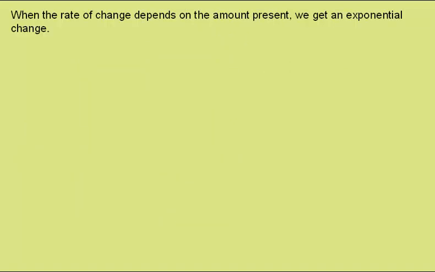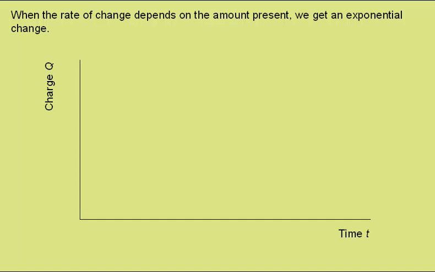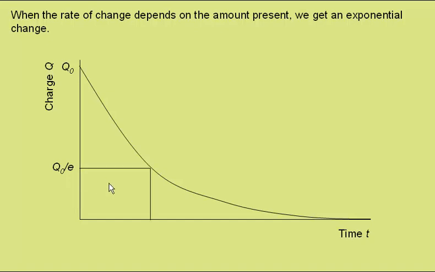In any circumstances, when the rate of change of a property depends on the amount present, we get an exponential change. So in this case, the graph of charge against time would show an exponential decay, something like this. This is the charge stored on the capacitor. If we call the initial value Q0, then when we get to a value Q0 over the exponential function e, roughly a third of our starting charge, drawing a line across, we get the time as being equal to the resistance multiplied by the capacitance.